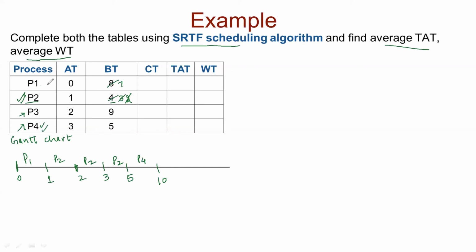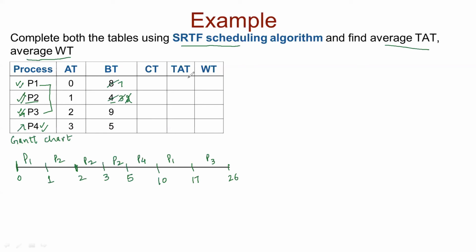Now only two processes are left, P1 and P3. Clearly, P1 has shorter burst time than P3. So P1 will execute till 17 and P1 is done. Finally, P3 will be scheduled and it will execute till 26. P3, yes, right? So now we will find these times.